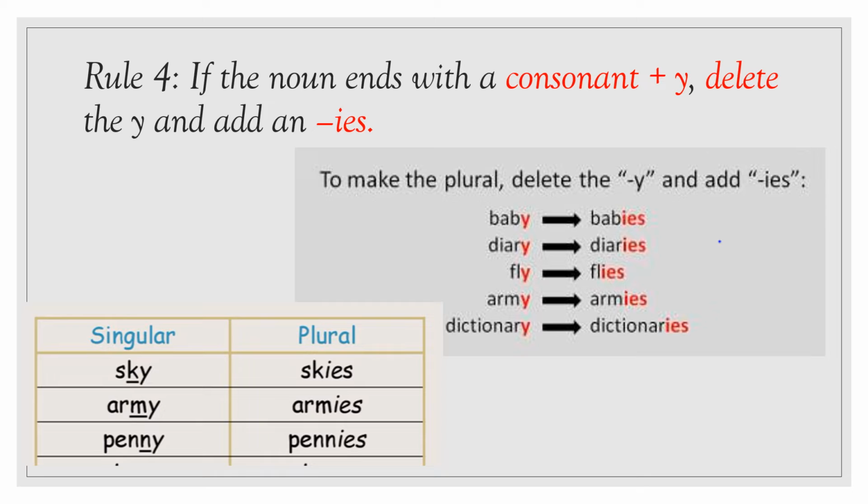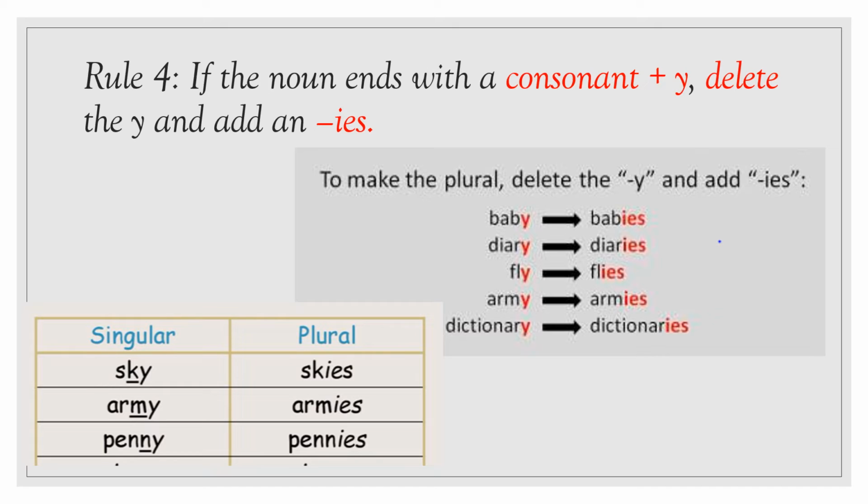Now, however, if the noun ends with a consonant and a Y, a consonant is any letter other than the vowels, the 5 vowels. So it can be B, C, D, any letter other than A, E, I, O, U, it's a consonant. So if the noun ends with a consonant and a Y, then we would have to delete the Y, cross out the Y. We took it last year, we cross out the Y, and we simply add an IES.